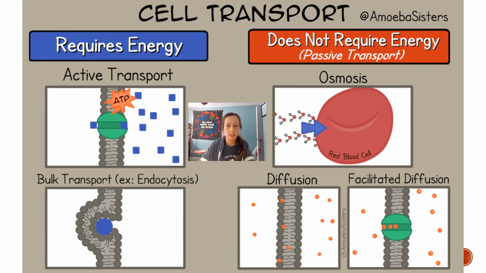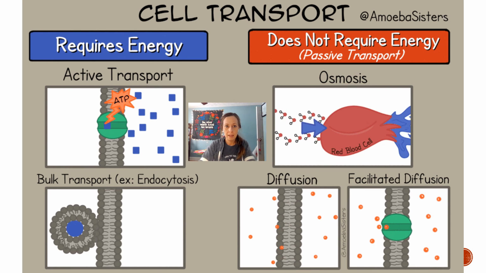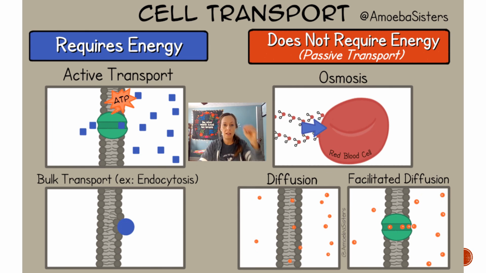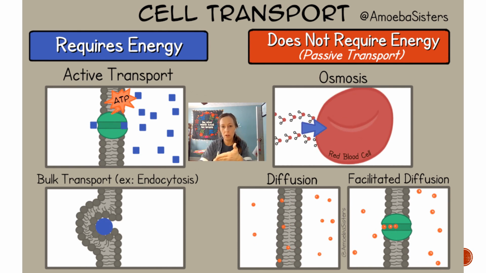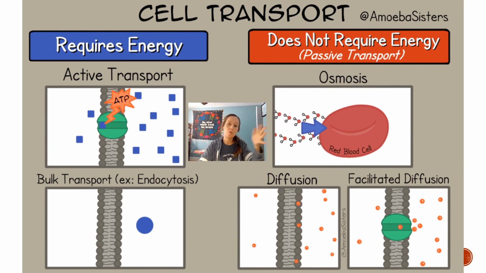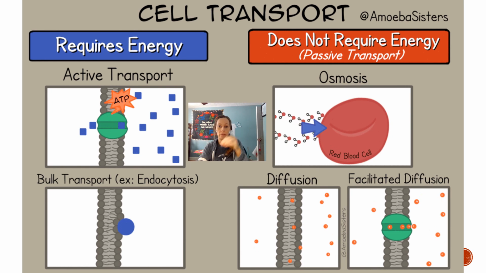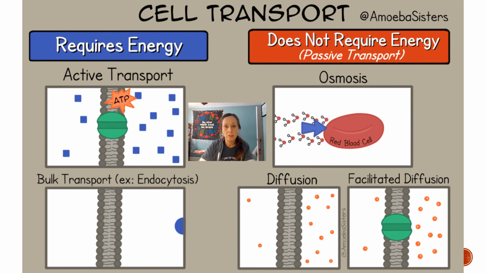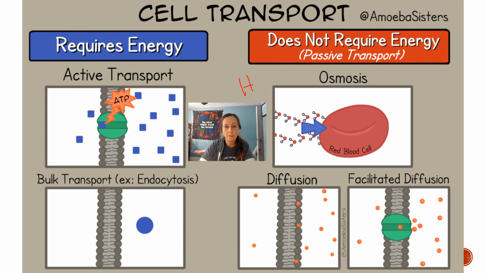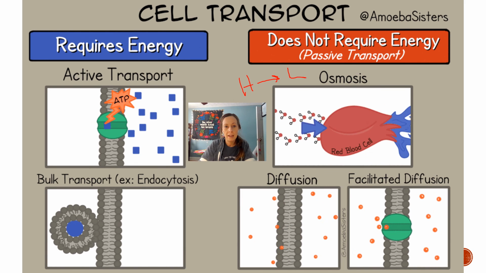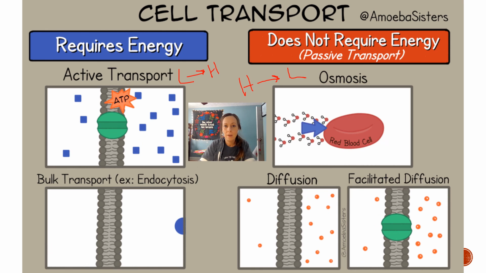So here's all of our transport. Take a look at it. Look at the different types. Active: pump, ATP. Bulk: endocytosis, exo, going into or out of the cell. Osmosis: water going in. Diffusion: we're just moving through from high to low. Facilitated diffusion: moving through with a protein from high to low. So remember, high to low is passive, and active is low to high. There we go. Now we're done.